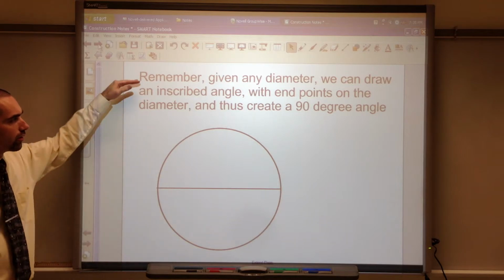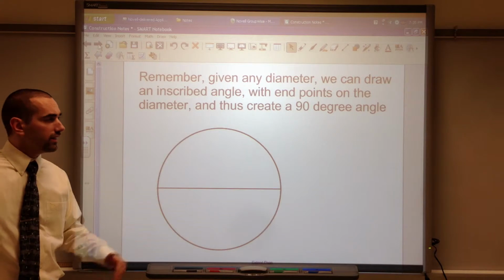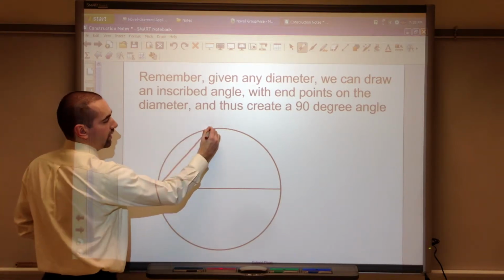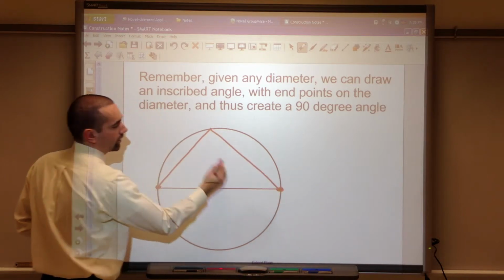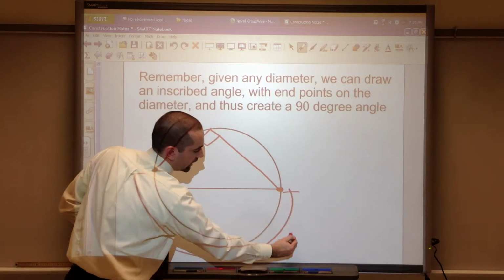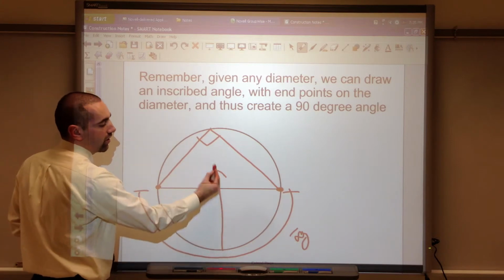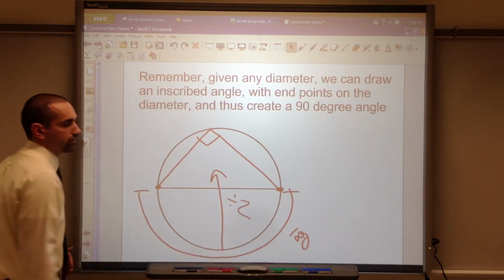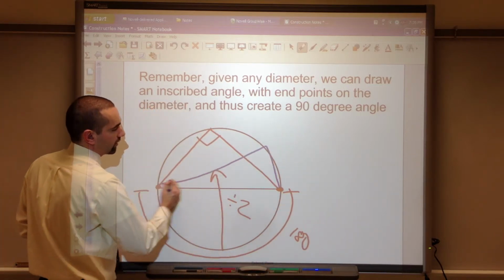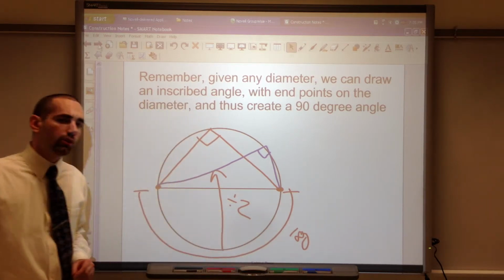Alright. Concept here. Remember, given any diameter of a circle, we can draw an inscribed angle. The inscribed angle, with endpoints on the diameter, will create a 90-degree angle. Well, why is that? Because this arc is 180, and the angle is half the arc. Doesn't matter where I draw it. I can have an inscribed angle here, and that will create 90.